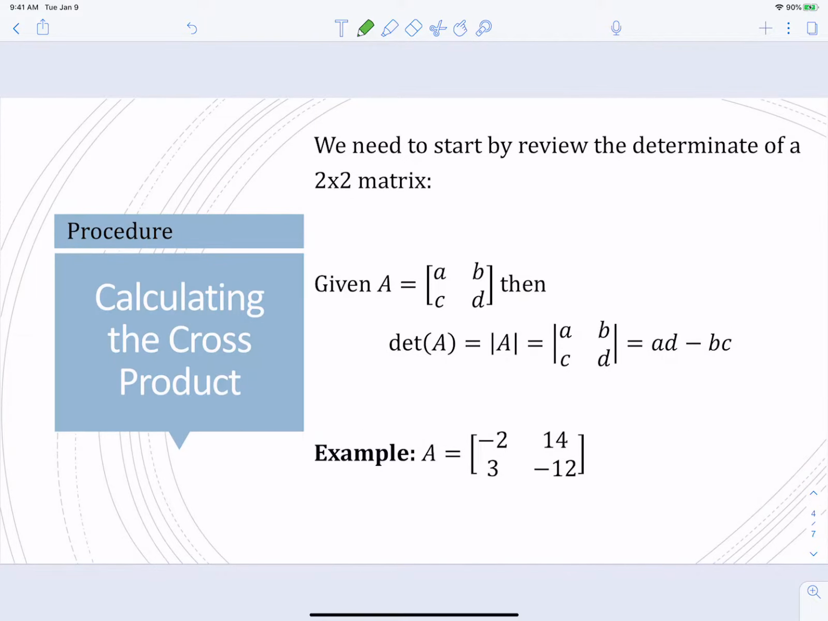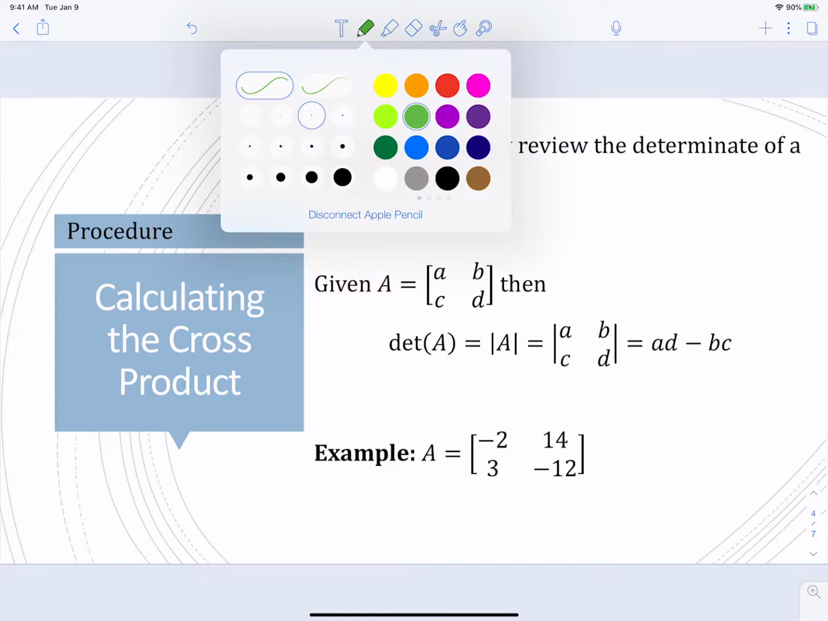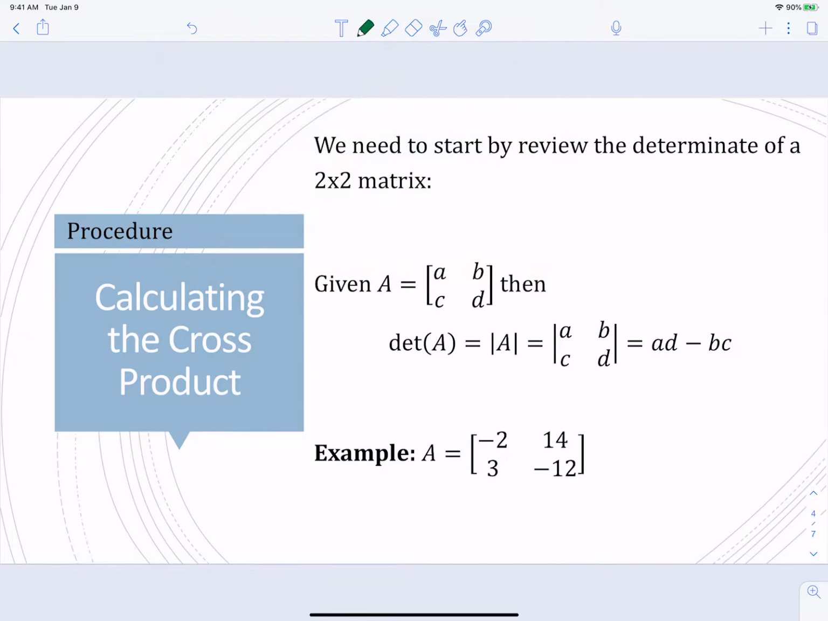Okay. So let's take a look at how we actually compute these cross products. We're going to start by reviewing something you might have learned at some point in high school algebra, possibly, if you did some things with matrices. If you didn't, don't worry too much about this. This is not a super hard concept to get, so I have faith that you guys can get this.